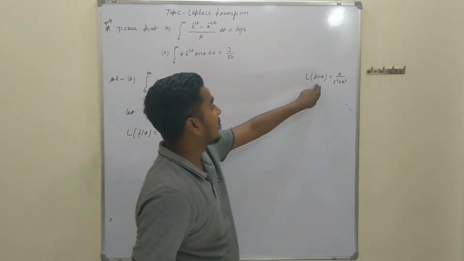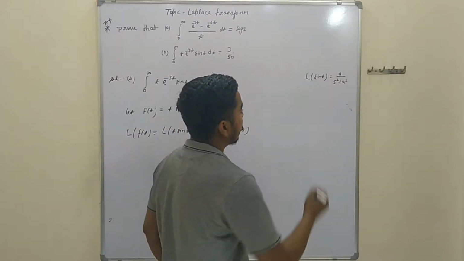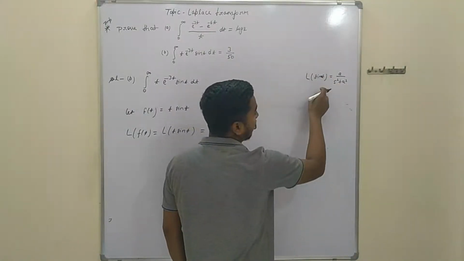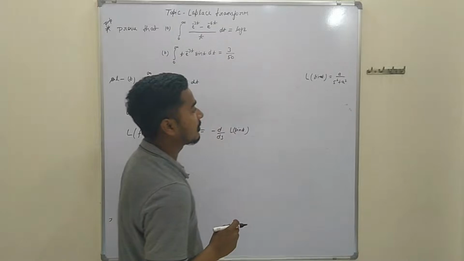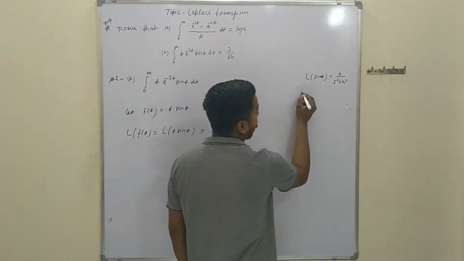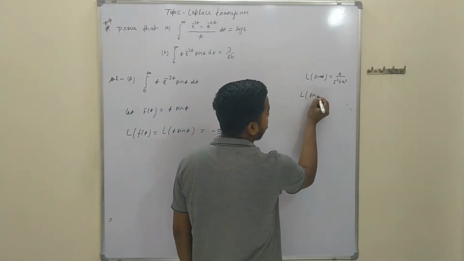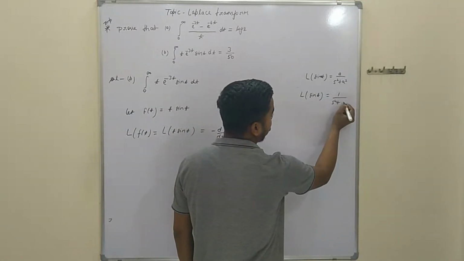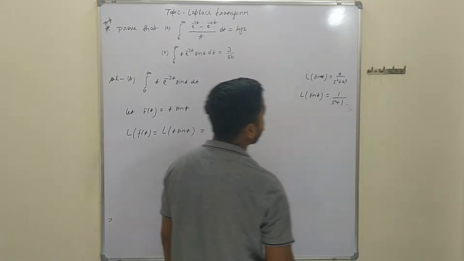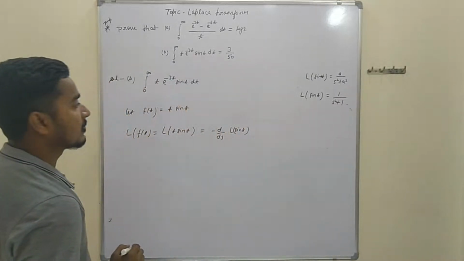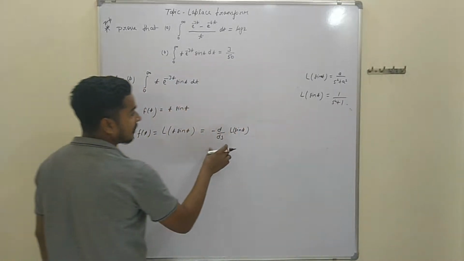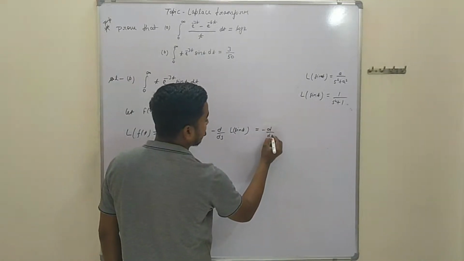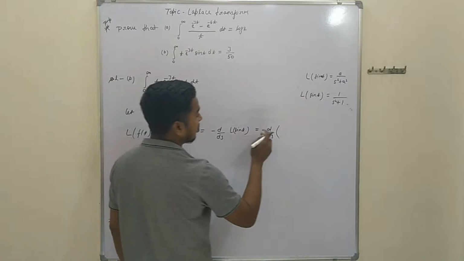Here, in sin at, in place of a here is 1, so we have to write Laplace of sin at formula, which is a upon s square plus a square, and we have to calculate Laplace of sin t. In place of a, we have to write 1, so s square plus 1. So we put this in, this gives minus of d upon ds, and Laplace of sin t.